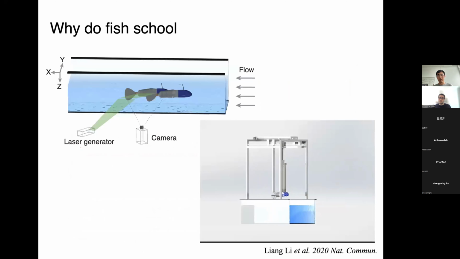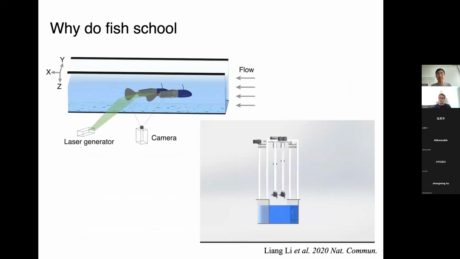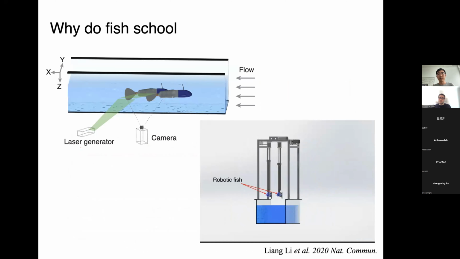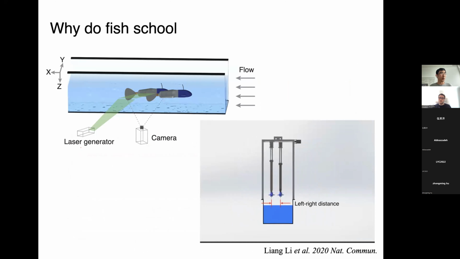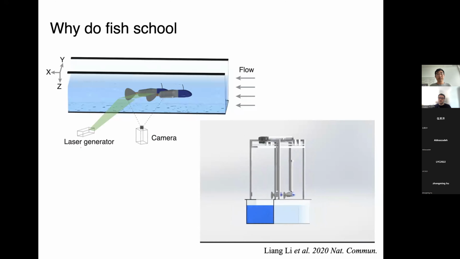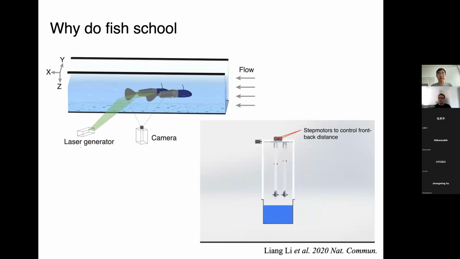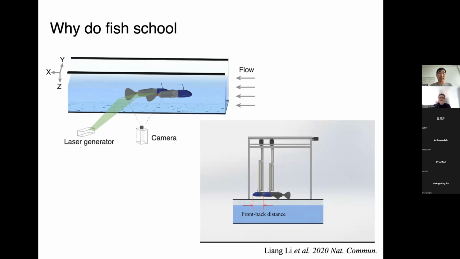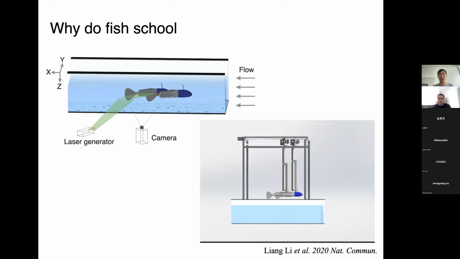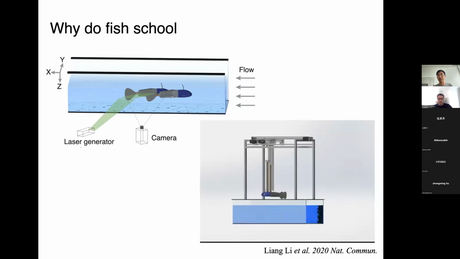And following this, we built our physical platform. We have 2 robotic fish. They can swim freely in the flow tank. And by saying freely, I mean they can swim at different spatial temporal formations. We can also visualize the flow, with the hydrodynamic interactions between 2 robotic fish, and also measure the energy cost of the robots when they swim at different spatial temporal formations.